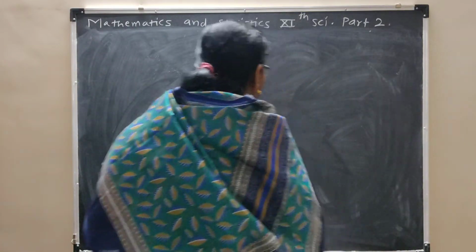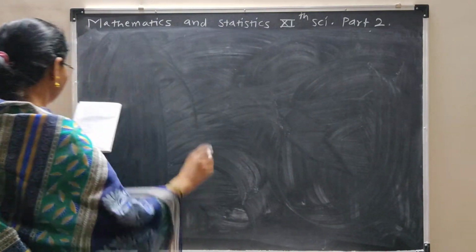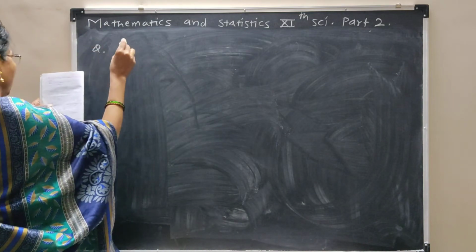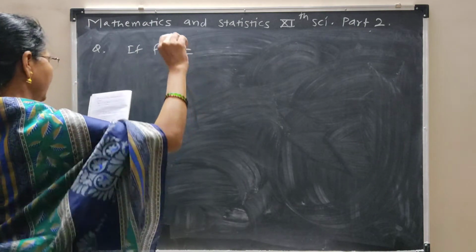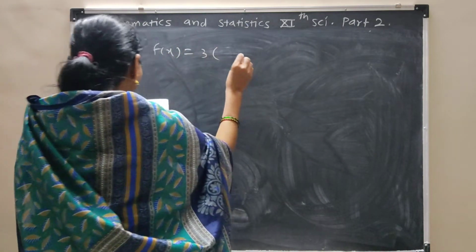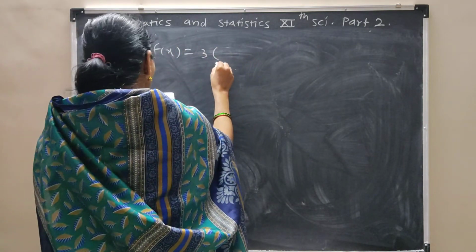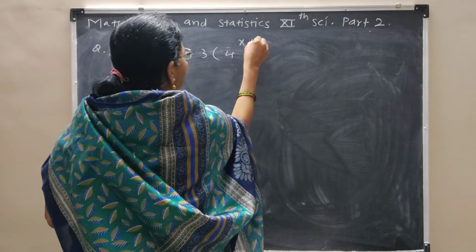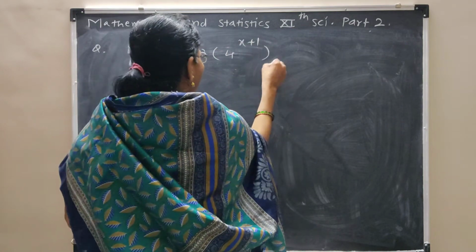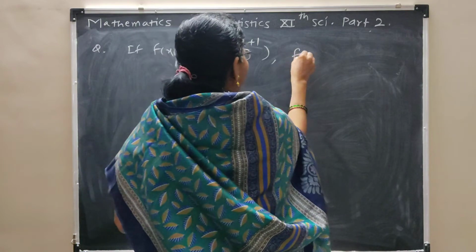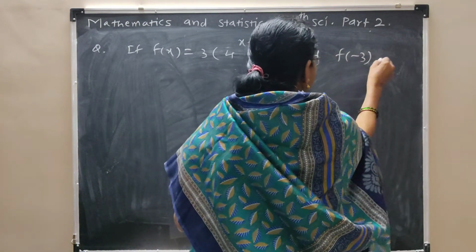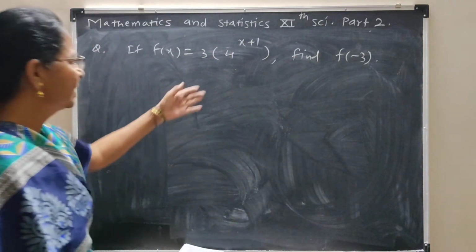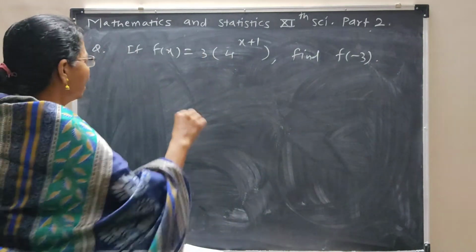Next is the question. If f(x) is equal to 3 times 4 raised to x plus 1, find f(minus 3). f(x) is given, we have to find f(minus 3).